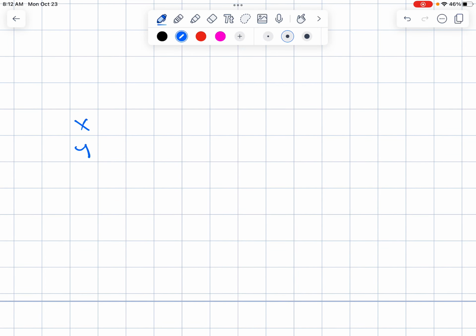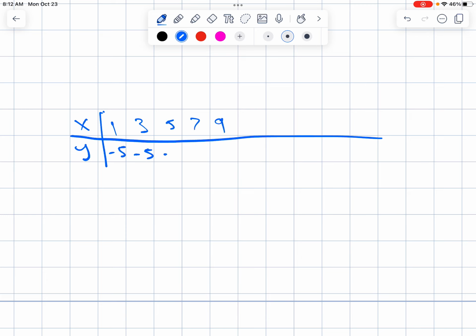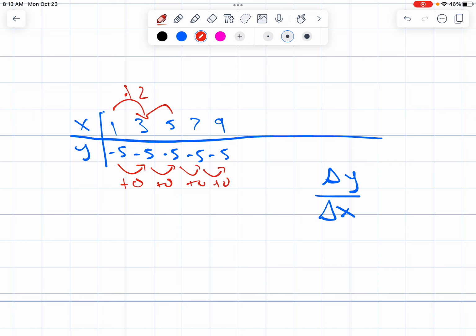Let's do x, we're going to do y, and let's say we got 1, 3, 5, 7, 9, and negative 5, negative 5, negative 5, negative 5, negative 5. So in this example, what is our slope? Again, the slope is change in the y values divided by the change in the x values. So change in the y values from negative 5 to negative 5, I've changed 0, and I've changed 0, and I've changed 0, and I've changed 0. From here, I've changed 2, 2, 2, and 2.